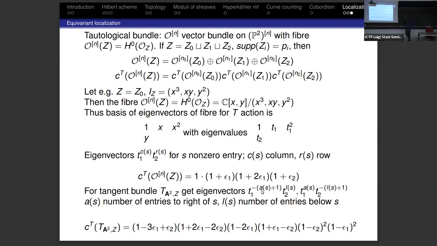And for the tangent bundle, it's more complicated. I cannot explain how you get this, but what you find is the following. For the tangent bundle, you get the following eigenvalues: t1 to the minus the arm length of s plus 1, t2 to the leg length, and here the other way round. The arm length is, in this diagram, how many boxes are further to this side; the arm length of this one here is two, of the x is one, and so on, and the leg length is how many are below. And so we get this formula, and if one works this out, you get that the total equivariant class of this thing is this.